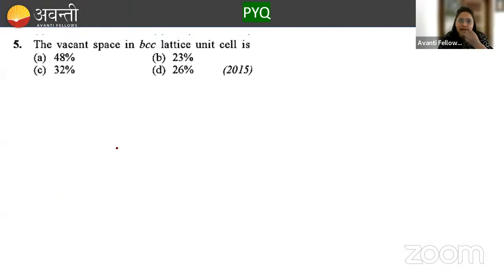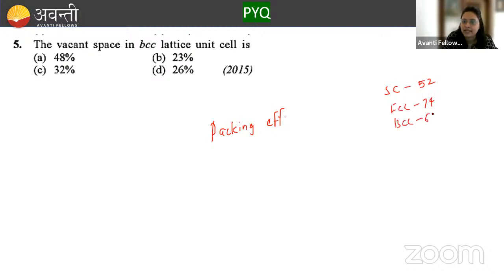Vacant space in BCC lattice unit cell is. So we know the packing fraction. If we know the packing efficiency of each, then we can determine अगर इतना पैकिंग है तो वैकेंट कितना है, 100 से माइनस करो. सिंपल क्यूबिक में आपको बताया मैंने 52, एफसीसी में 74, बीसीसी में 68. अगर इतने परसेंट की पैकिंग हो रही है then 100 minus 68 कीजिए, कितना हो गया? ABCD, what will be the answer, guys?